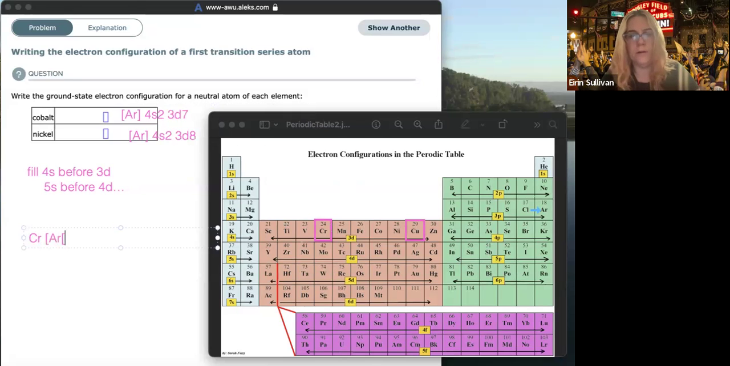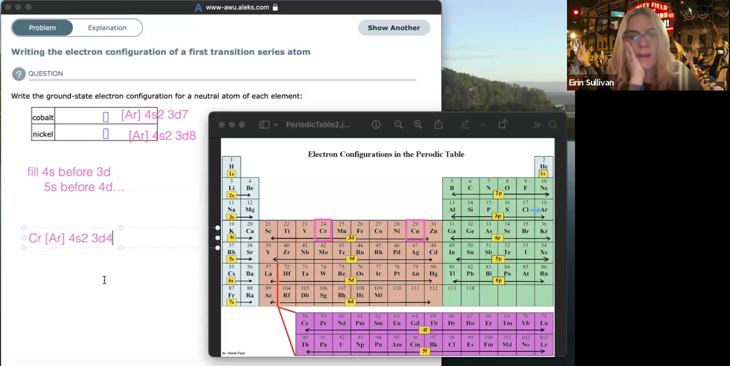Okay, say I had chromium, you would think it would be argon, then 4s2 finally, and then 3d, 1, 2, 3, 4. But you would be wrong. Okay, so for chromium, this is our first one you have to know that's anomalous.